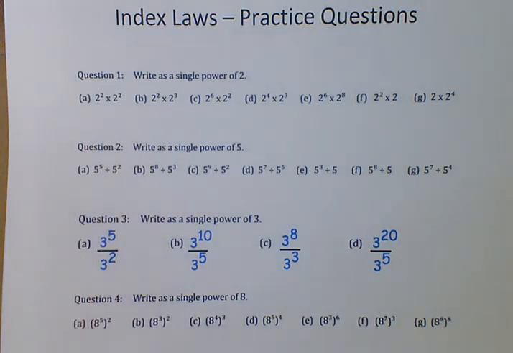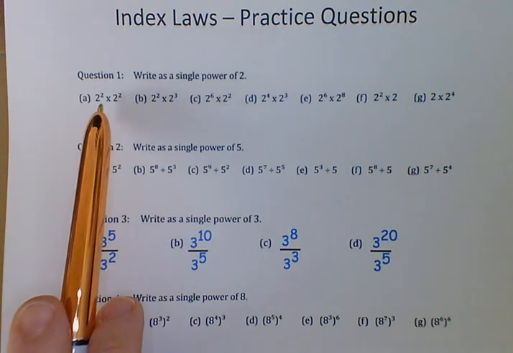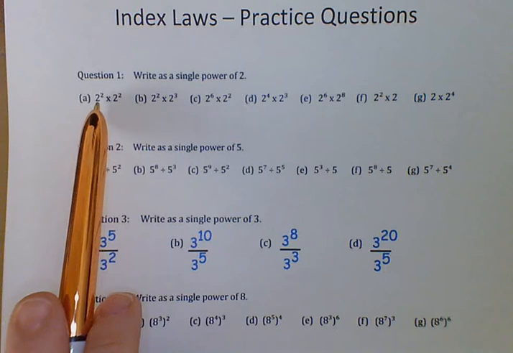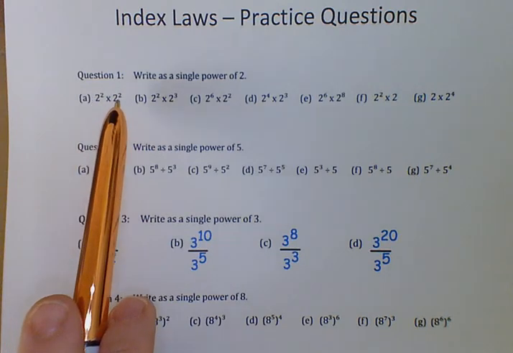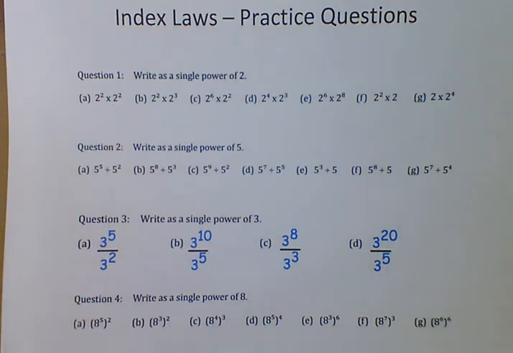Okay, so for our first example here, we're multiplying, so we're going to add the indices together. So 2 plus 2 is 4. So our answer would be 2 to the power of 4. We've got some multiplication, some division, both types of division here. And then there are some powers down here as well, where we're raising a power to a power.